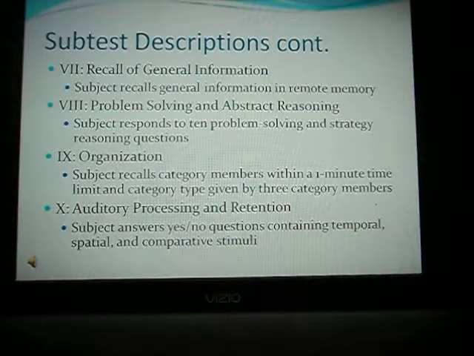Subtest 9, organization. Subject recalls category members within a 1-minute time limit and category type given 3 category members. Subtest 10, auditory processing and retention. Subject answers yes/no questions containing temporal, spatial, and comparative stimuli.